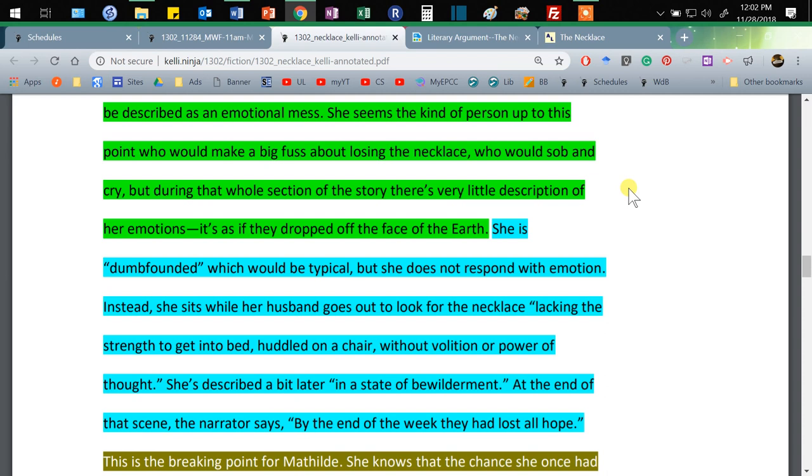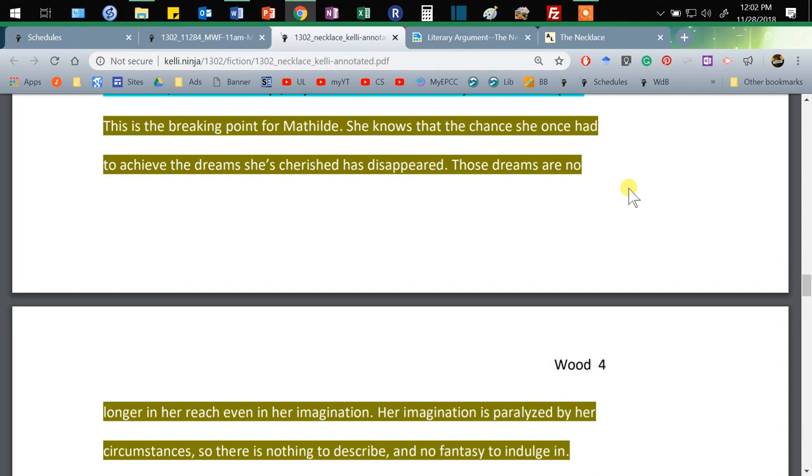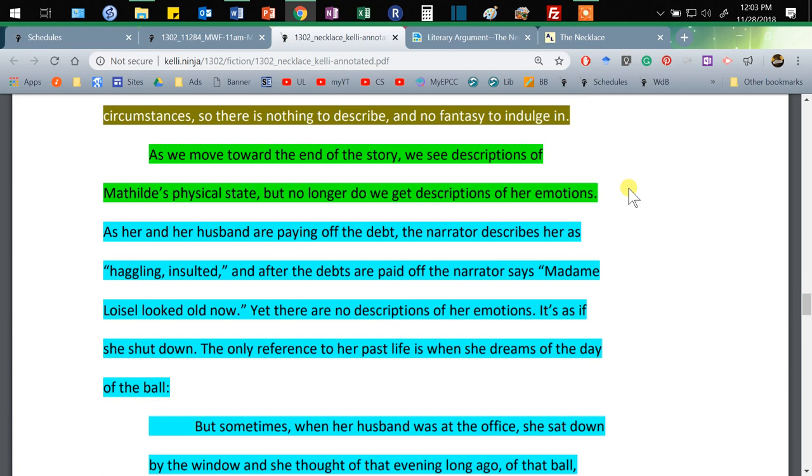So what does this show me? She knows that the chance she once had to achieve the dream she's cherished has disappeared. Those dreams are no longer in her reach, even in her imagination. Her imagination is paralyzed by her circumstances, so there is nothing to describe and no fantasy to indulge in. As we move toward the end of the story, we see descriptions of Mathilde's physical state, but we no longer get descriptions of her emotions.